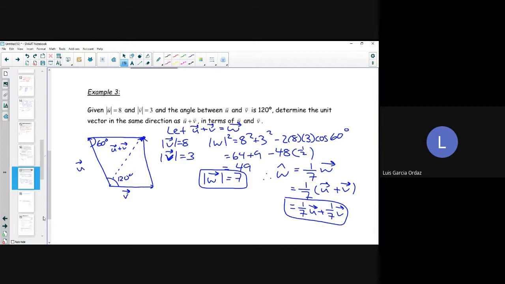Now, I need to find the angle that is relative to u. Okay? So what I mean when it's relative to u, I'm finding this angle over here, because u is my adjacent angle to that side. So now let's find it relative to u. So again, sine theta over 3 is equal to sine 60 over 7, which gives me a theta value of 21.79 degrees. And this would be relative to vector u.